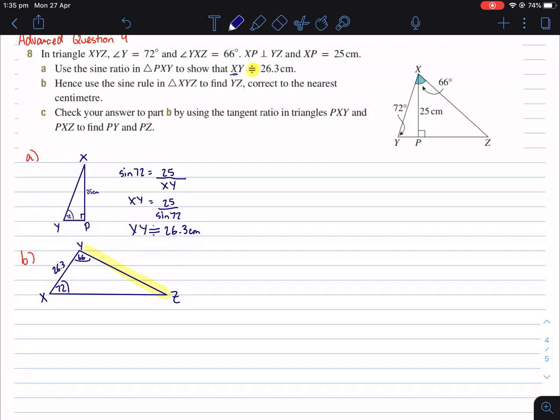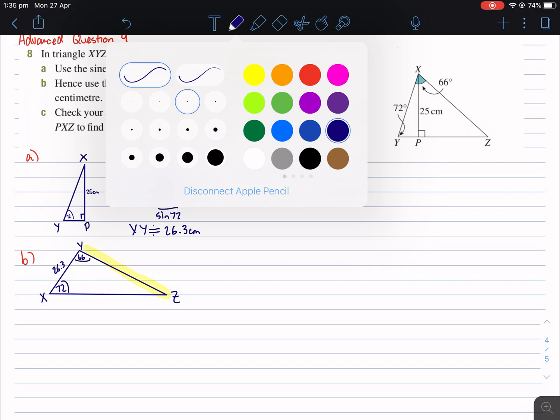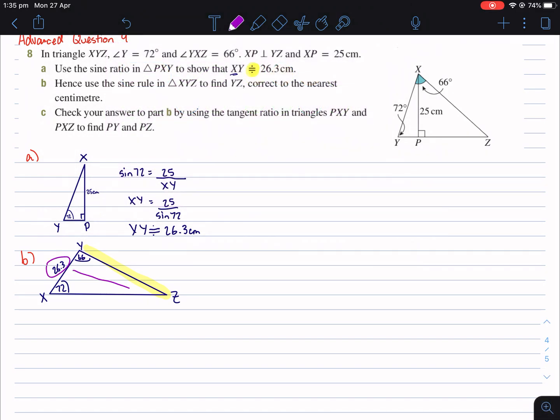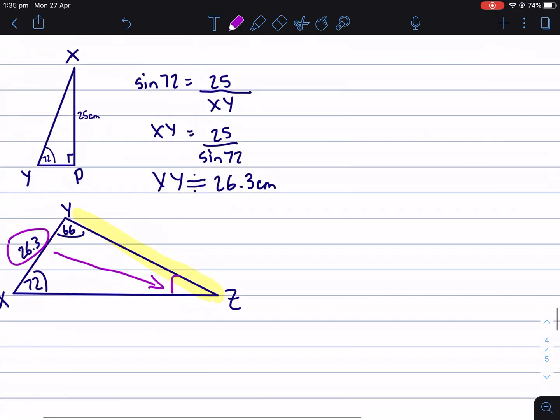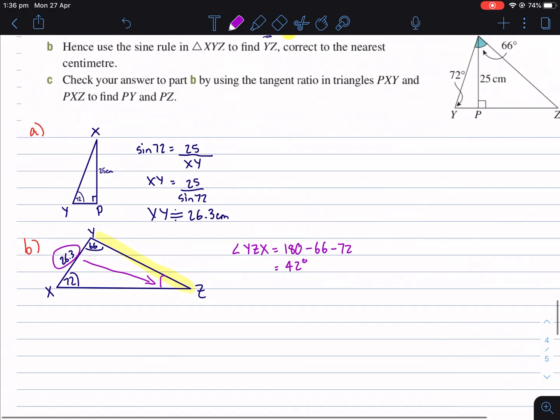Do we have an angle and its opposite side? Well, we actually do, we just don't know it yet. This is the side we know. Its opposite angle is here. Can we find that angle? Yeah, of course we can. So I'm going to call it theta, or actually no, I don't even need to. So the angle YZX is going to be 180 minus the others, minus 66 and minus 72. So that's going to come out as 42 degrees. And now, yeah, we're going to use sine rule.